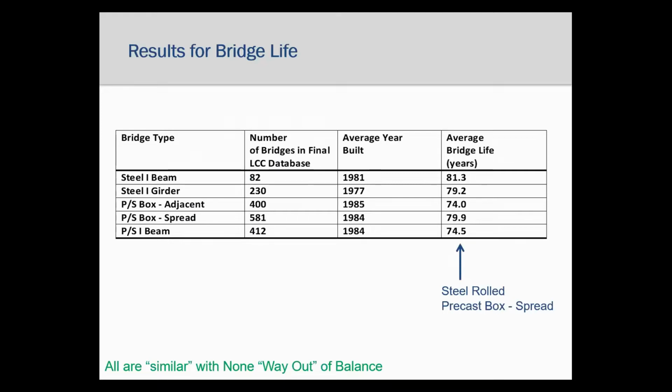For bridge life, the database of the 5 types of bridges show that the rolled beam bridges have the longest predicted life at over 81 years. And second was the precast spread box bridges at just under 80 years. However, none of the bridge types varied much from the others with a 7-year spread. And at the bottom is that statement that all are similar with none way out of balance.